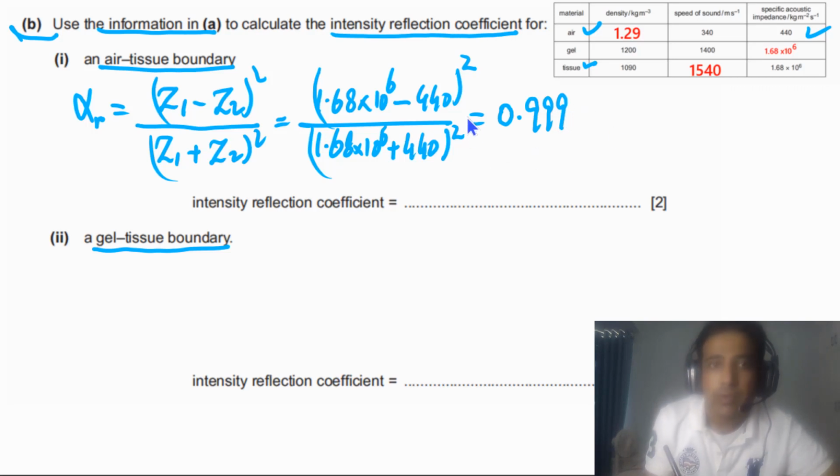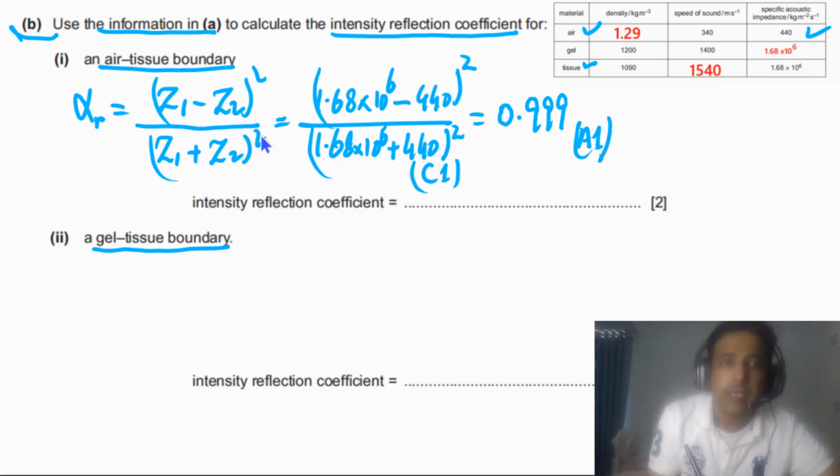And this question has 2 marks. The first mark you will get if you have entered these values, means you will get the C mark here, and the final is the answer mark. If you got the right answer, you will get this mark. Means 1 mark is for writing the formula, 1 for calculations.